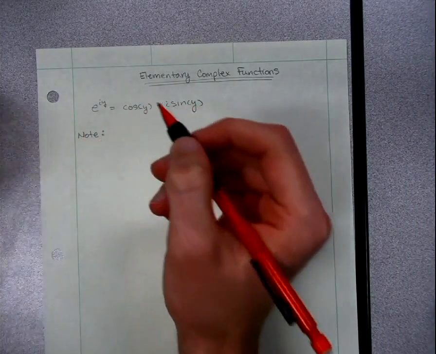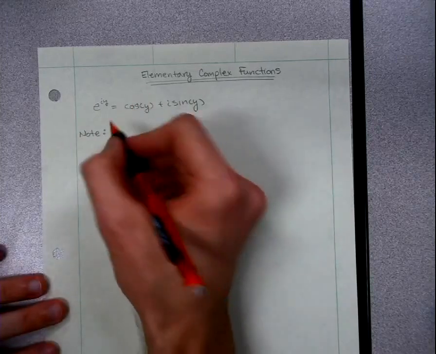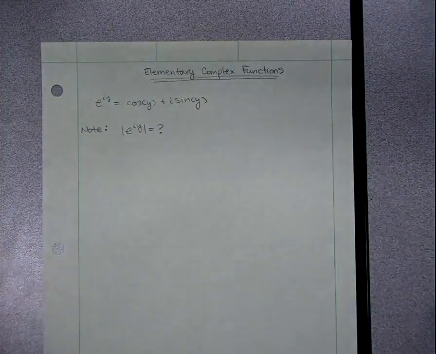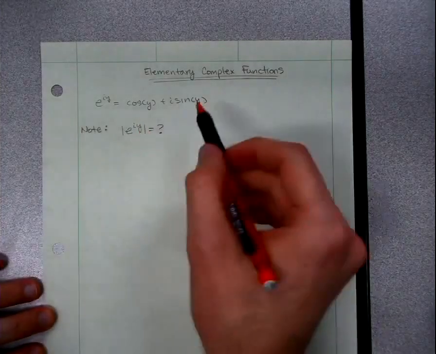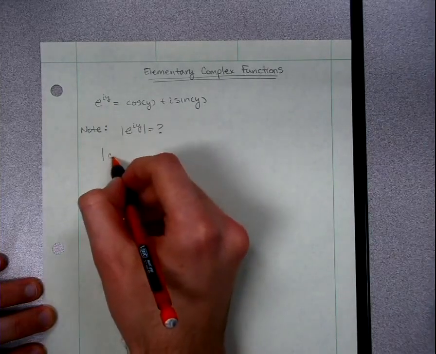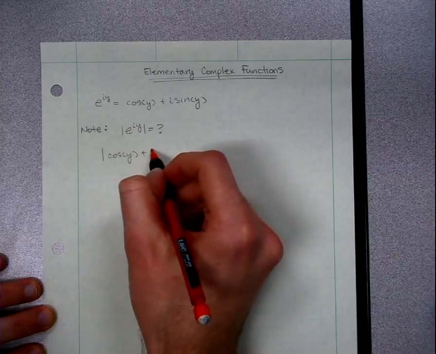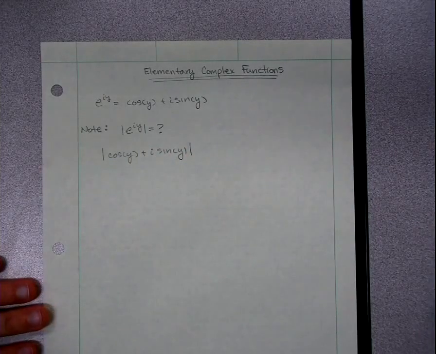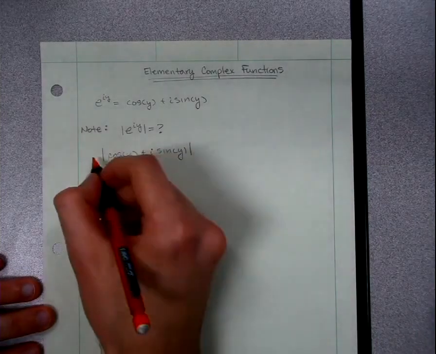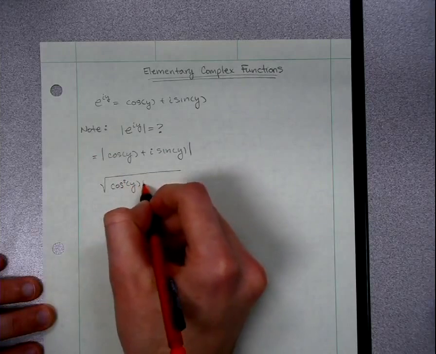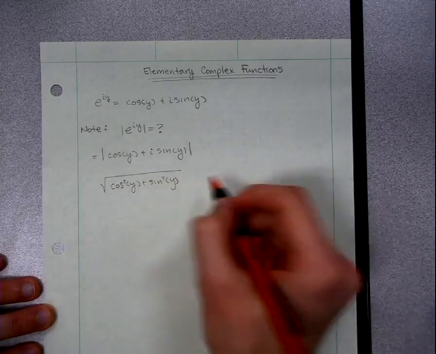So, what is the modulus of e to the iy? So, we want to figure it out. So, let's just use Euler's formula. So, Euler's formula right here. So, modulus of e to the iy, we can rewrite that as cosine of y plus i sine of y. Okay. And then we just take the square root, cosine squared of y plus sine squared of y. That equals 1.